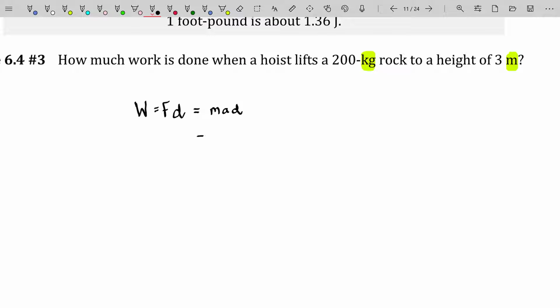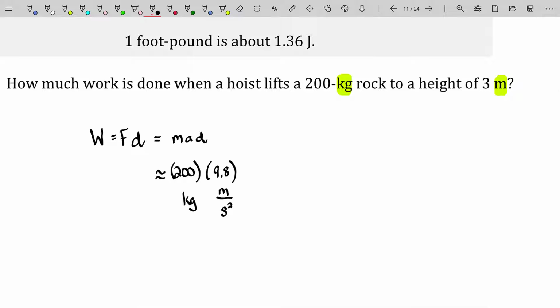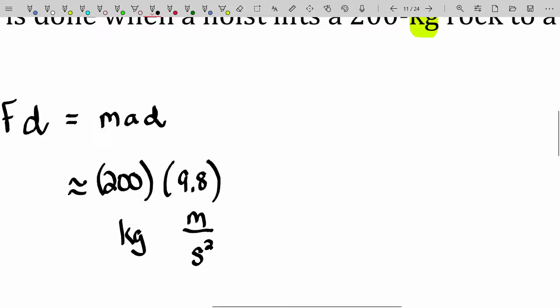And mass, the mass of this rock is 200 kilograms. I kind of like to write the units underneath just to verify that I'm using the correct units in the end. Acceleration due to gravity is going to be roughly 9.8 meters per second squared. And finally, the distance that we're lifting this rock is 3 meters.